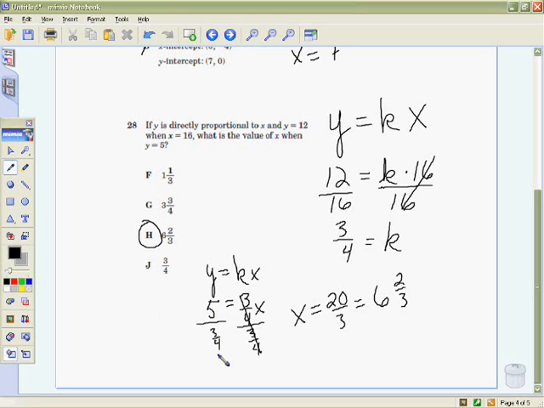For those of you wanting a review on dividing by fractions, you have 5 divided by 3/4. Make 5 a fraction by putting it over 1. And the division rule for fractions is simply flip the last one and multiply. 5 times 4 is 20. 1 times 3 is 3, giving us 6 2/3.